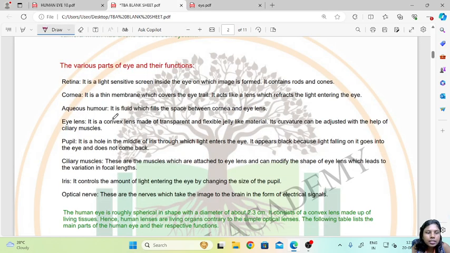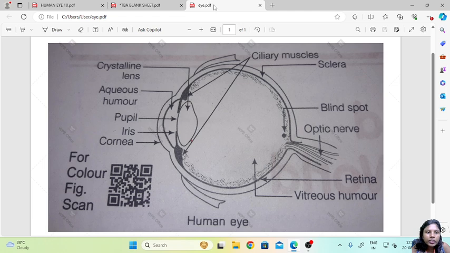The eye lens is a convex lens made of transparent and flexible jelly-like material. So next we have the eye lens, that is this crystalline lens over here.